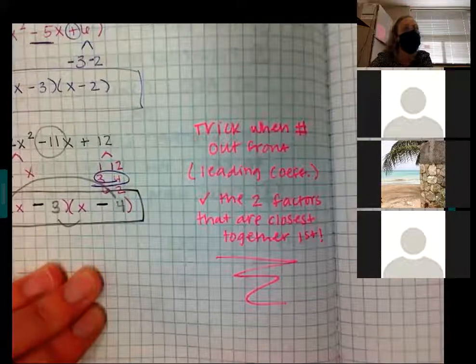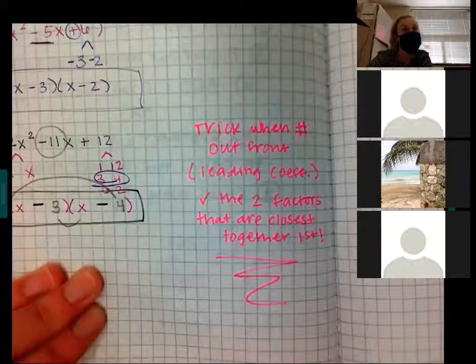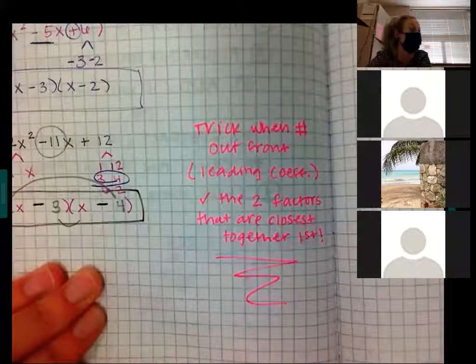Now, worst case scenario, what if the 4 and the 3 didn't work? What would y'all check next? 6 and 2, and then I'd go to 12 and 1. It's usually not 12 and 1 if there's a number out front. I said usually. Sometimes it will be.